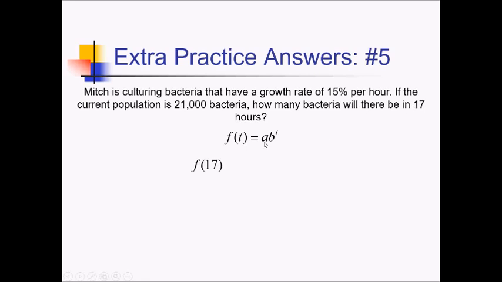For A, we've got the starting amount of bacteria, which is 21,000. For B, the growth factor, we're growing 15% per hour. So we're multiplying by 1.15. And then for the t, we're plugging in the 17 there. So now it's time for the calculator.